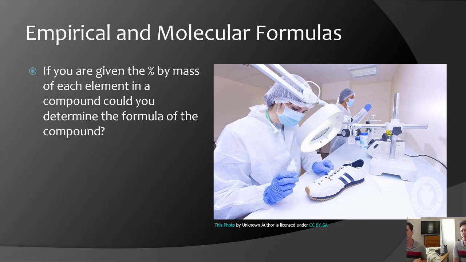The reason I have a picture of a lab in here is because this is actually what folks do in crime investigations. If they find an unusual substance, they can run it through an NMR machine and determine the percent by mass of each one of the elements in the compound. From there, they can determine what the compound is, meaning the formula. I used to watch a show called CSI, and they would literally take one little paint sample from a car and be able to tell what kind of car it came from because all paint is proprietary and must be registered.